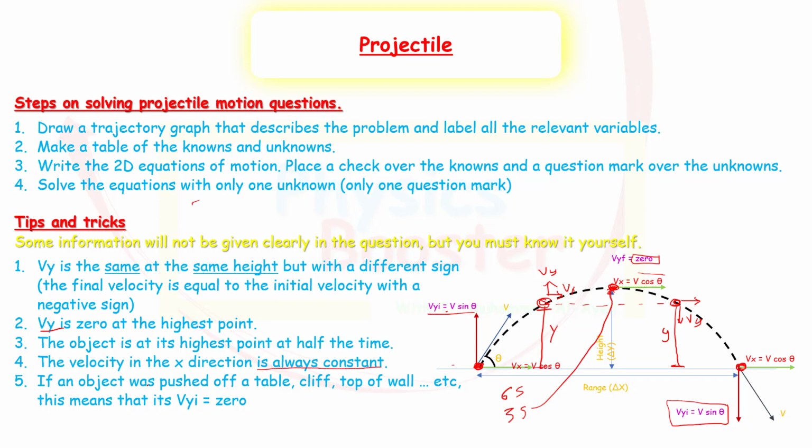And finally, if an object was pushed off a table, a cliff, the top of the wall, etc., this means that Vy initial is 0. So for example, let's say we have this building and an object was pushed off this building, so it has an x component but still no y component. So Vy initial in this case is going to be 0. But when it reaches the ground, we know that it will have an x component and it will also have a y component. Okay, so it has two components in this case, but at the beginning it has no y component because it was pushed horizontally. It had no y component.